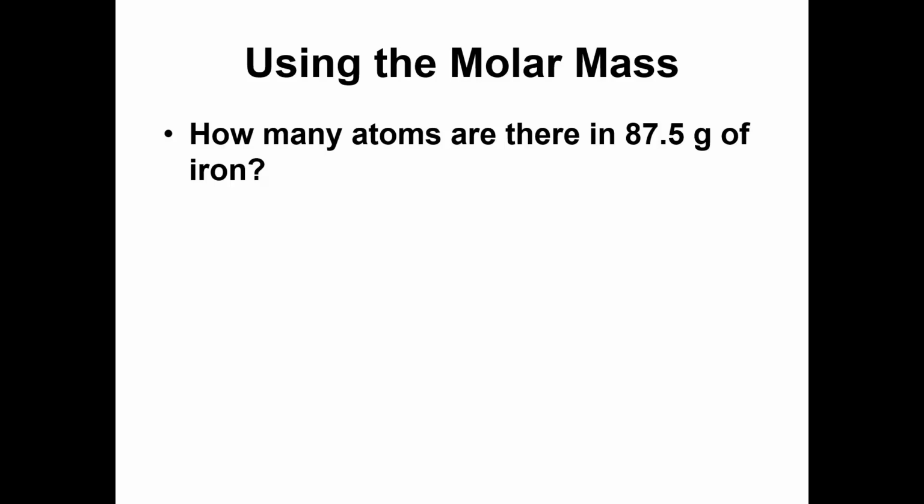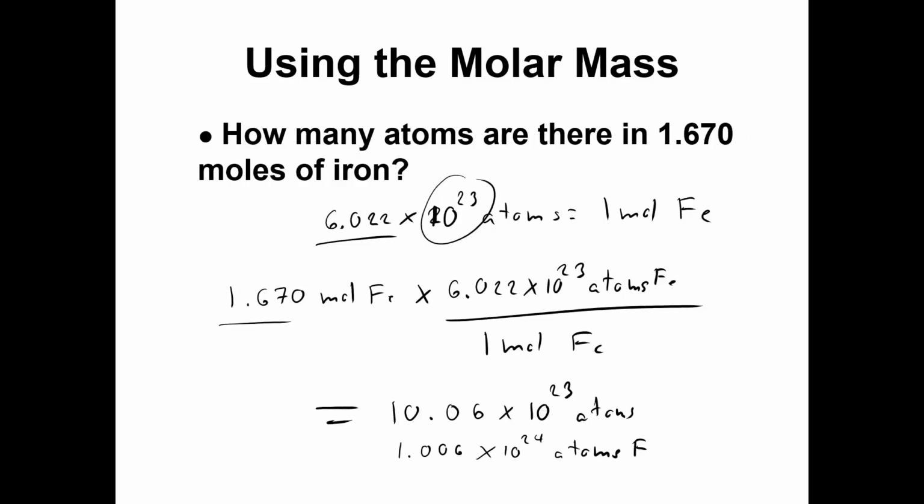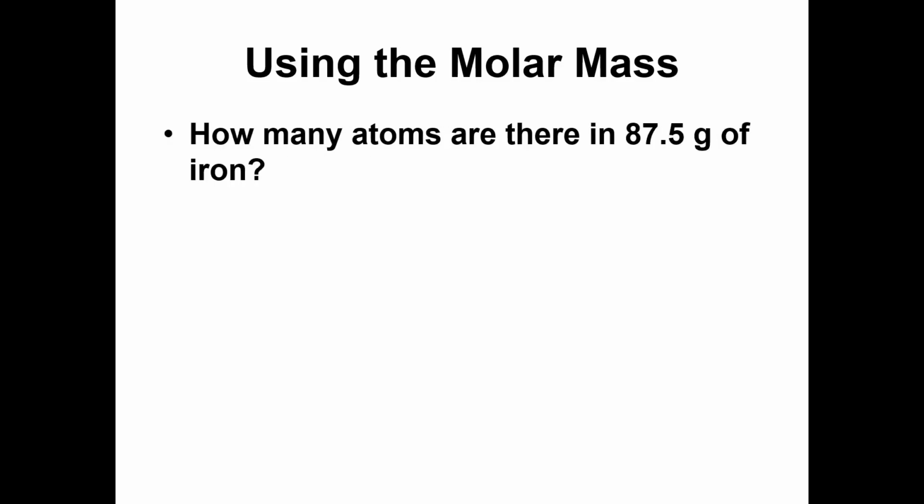That's the same thing we just did? No. Oh, we're going the other way around. Alright. So we use the same conversion factor, right? But this time we have 87.5 grams of iron, and now we multiply by... Oh yeah, we have grams, we don't have moles. So we got to go from grams to moles first, right?